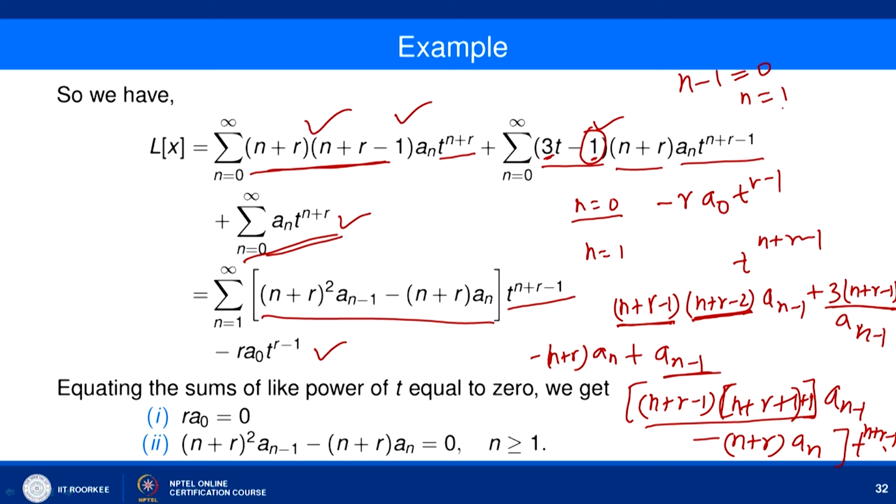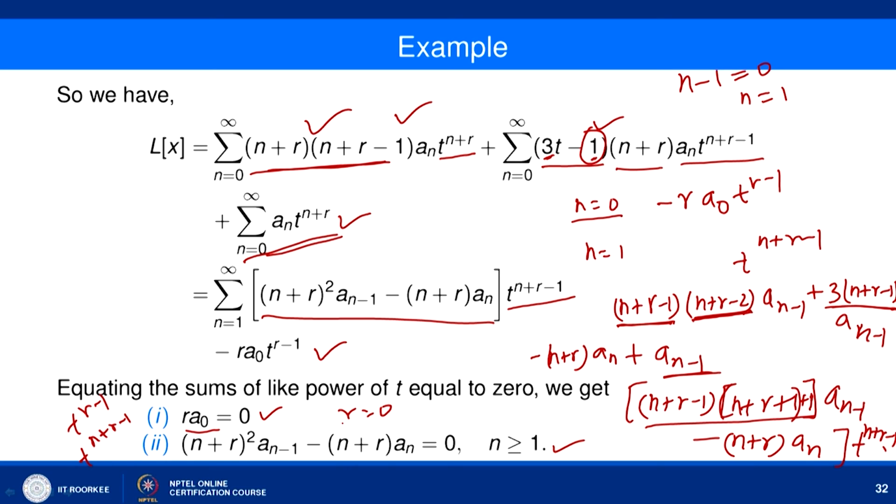So it means that here we have the lowest degree term t to the power r minus 1. Equating the lowest degree term t to the power r minus 1 to 0, we will get r a naught equal to 0. Then equating the coefficient of t to the power n plus r minus 1, we are getting this recurrence relation, that is n plus r whole square a n minus 1 minus n plus r a n equal to 0, for n greater than or equal to 0. If you look at the first equation, a naught cannot be 0, so r has to be 0.